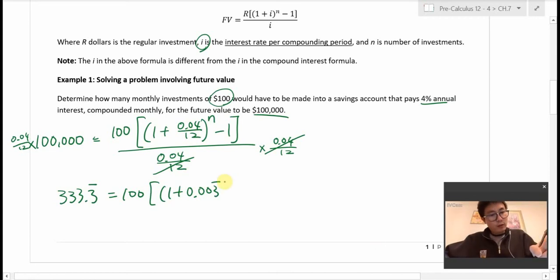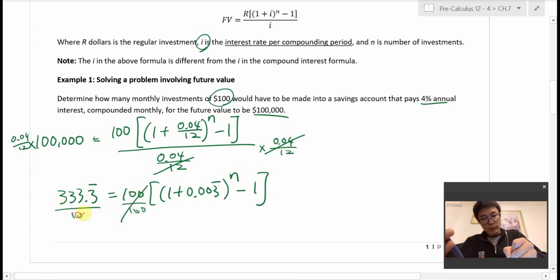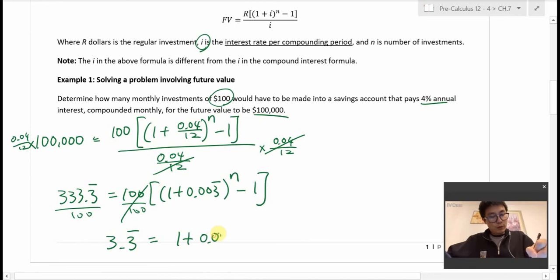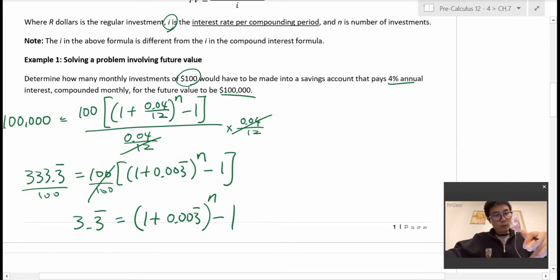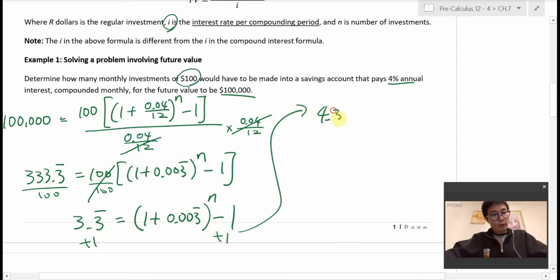I think that's right. To the power of n minus 1, divided by 100 on both sides, right? Divided by 100, so that goes out. You should end up with 3.3 repeating equals to 1 plus 0.003 repeating to the power of n minus 1. Okay. Now to solve for n, I need to move this 1, so plus 1 on both sides. You end up with 4.3 repeating equals to 1.003 repeating to the power of n.